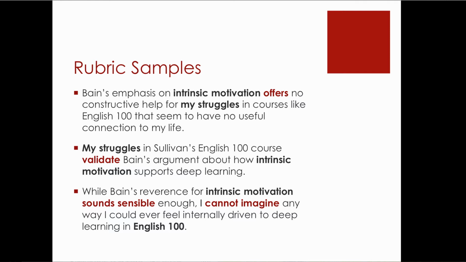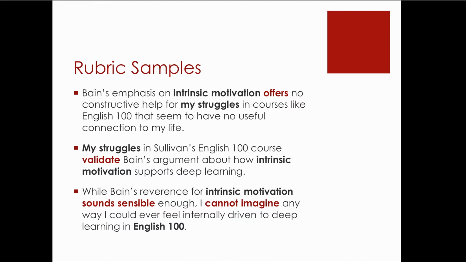Second sentence, the struggles are the experience. They appear in the first part of the sentence. The active verb is validate, and now Bain's concept of intrinsic motivation appears in the second half of the sentence. Those two sentences reverse each other. They both have strengths and weaknesses. You have to choose what's the best model for you.